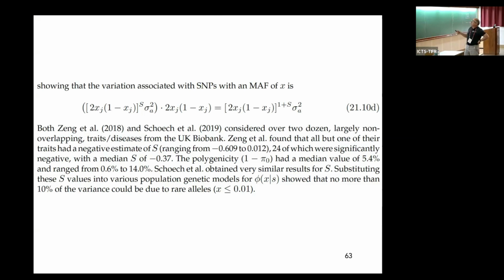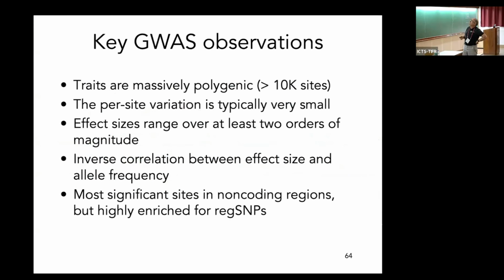And likewise, the polygenicities had a median value of about 5%. So about 5% of all SNPs can potentially, under this approximation, generate variation, and it ranges from less than 1% to about 14%. So you can do a bunch of tricks like that, and chapter 21 talks about this.